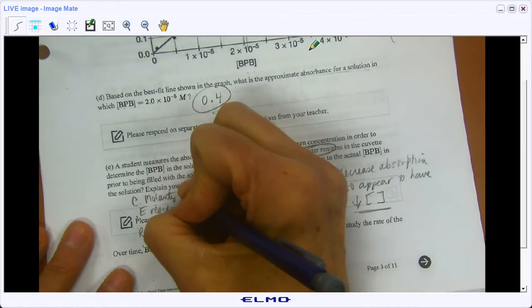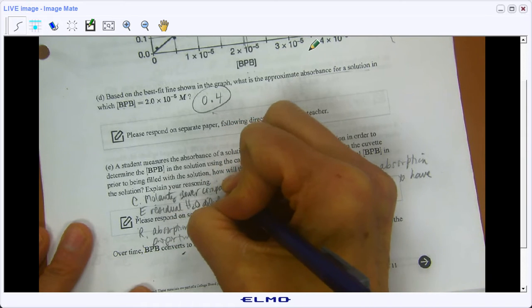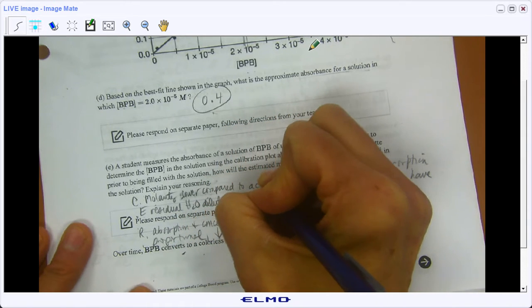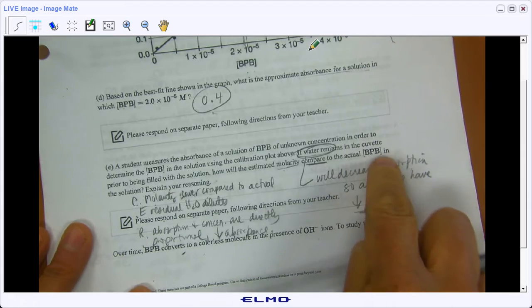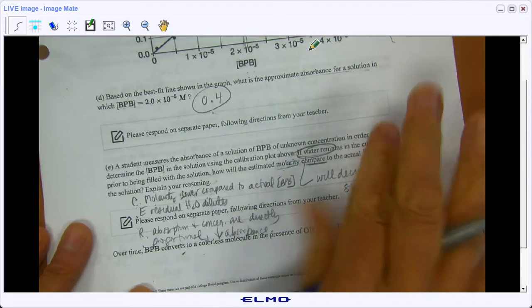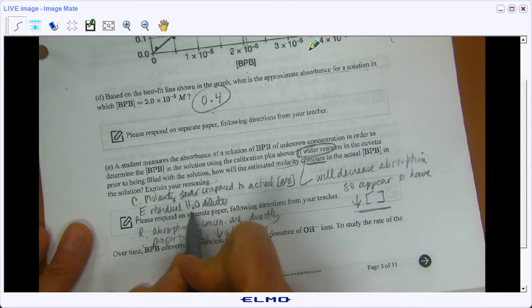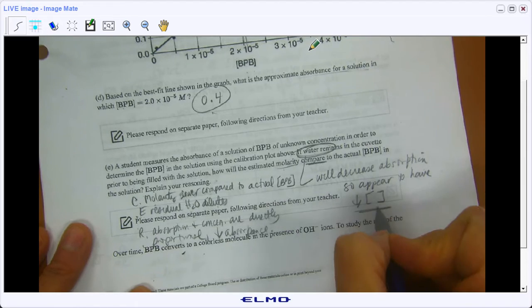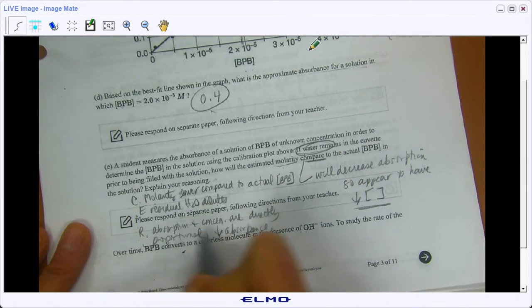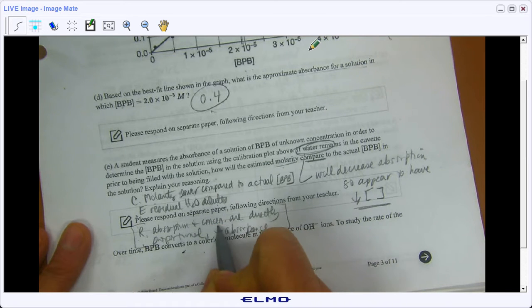Molarity lower, and of course don't write in. So use the prompt wording, the actual BPB. Just show that you're making that connection. The evidence is that there's residual water that's diluting the solution. And the reasoning is that, and here's the chemistry, here's the science, right? Absorption and concentration are directly proportional.